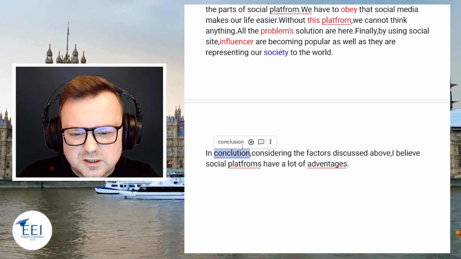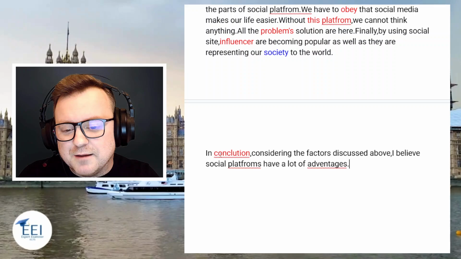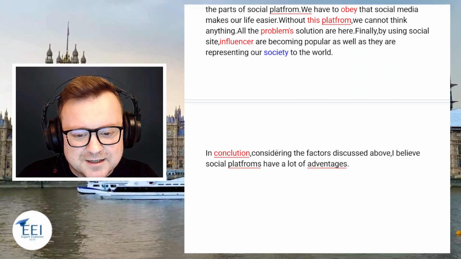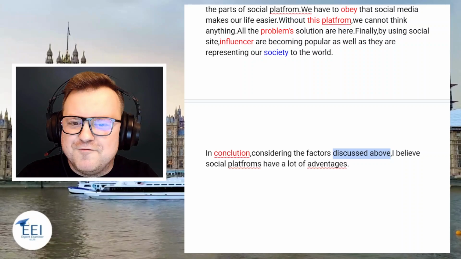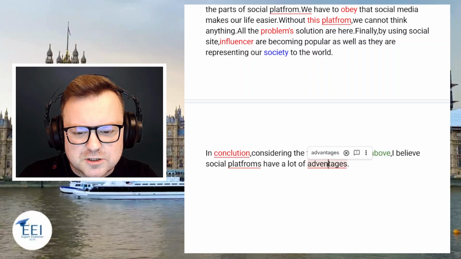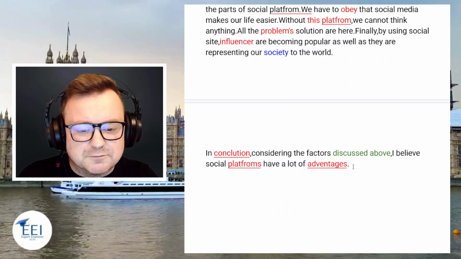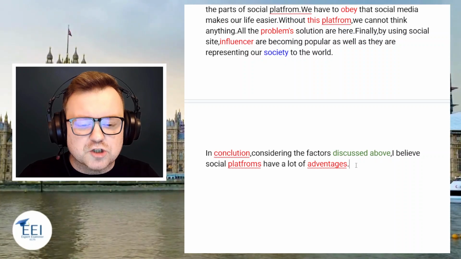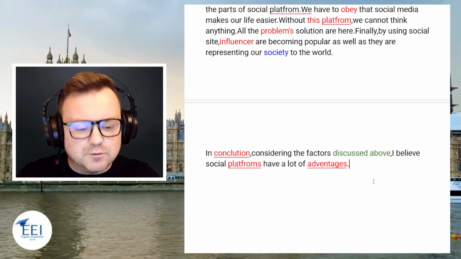In conclusion, conclusion is spelled wrong. Learn how to spell in conclusion. You'll use it in every single essay. So, get that right. Considering the factors discussed above. Okay, the factors discussed above. I like that, considering the factors discussed above. This is a nice little embedded relative passive clause. Very nice, very nice. I believe social platforms have a lot of advantages. So advantages, misspelt. Platforms, again, misspelt. Again, conclusion includes no summary, no extra information, no reflective comment or anything like this, just a restating of the candidate's position, which is good, but it's not enough, so we need more.